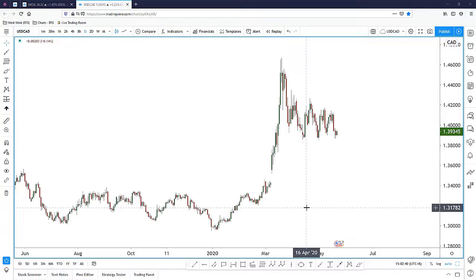Now, why I choose to look at this dollar CAD is because there is quite a nice configuration, especially when we go down to the 4 hour and possibly even the 1 hour, right? So let's start off with the daily.